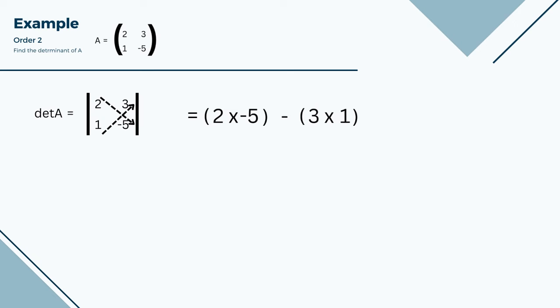After doing that, you proceed by multiplying 2 times minus 5 to give us minus 10, minus 3 times 1 will give us 3. Minus 10 minus 3 will give us minus 13. That means the determinant of A equals minus 13.